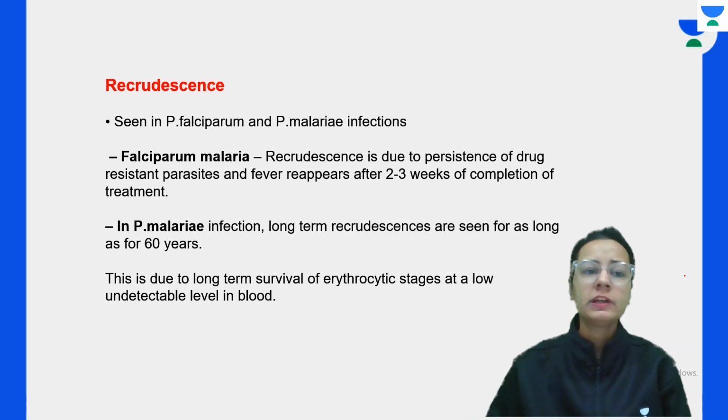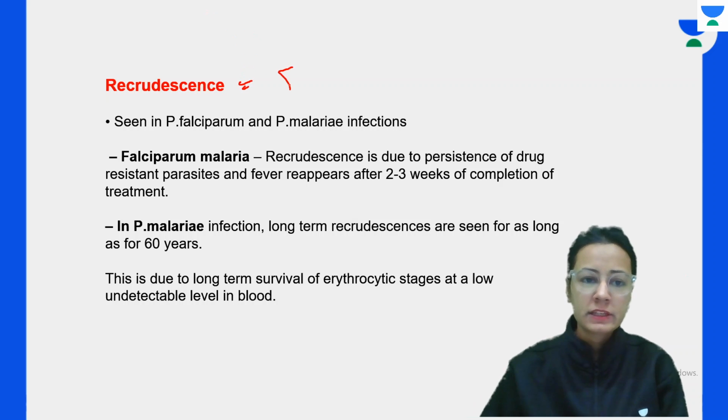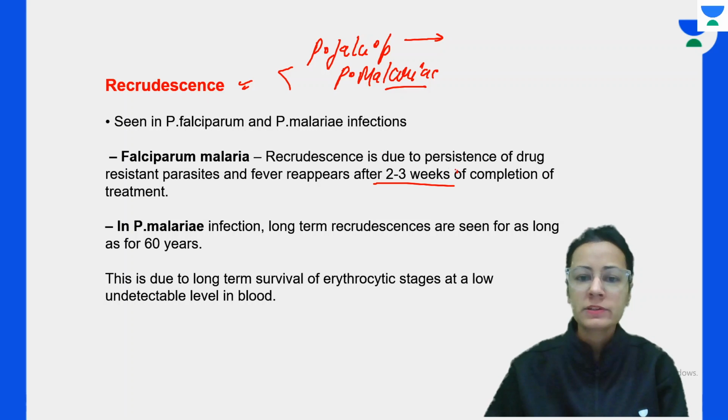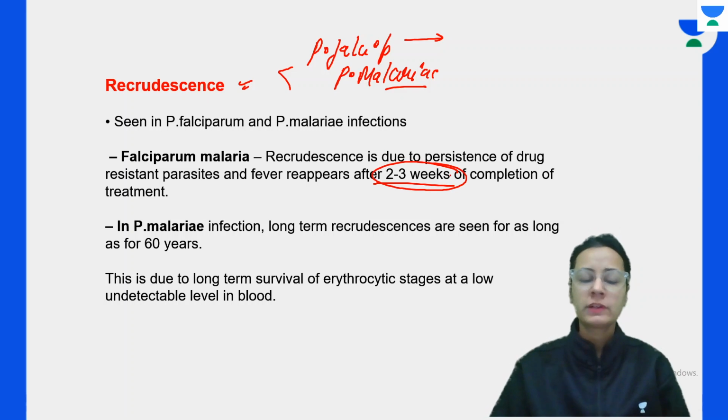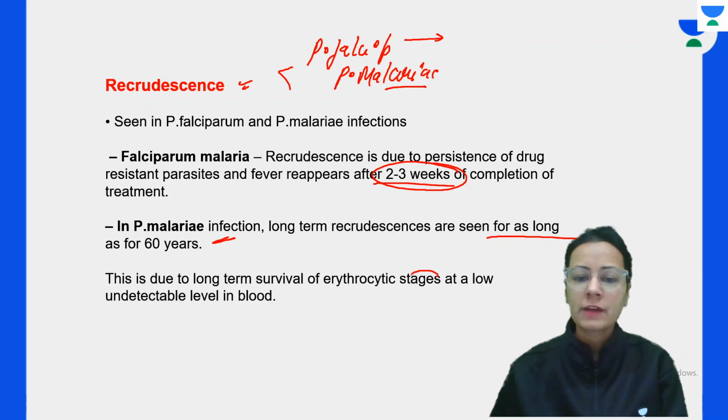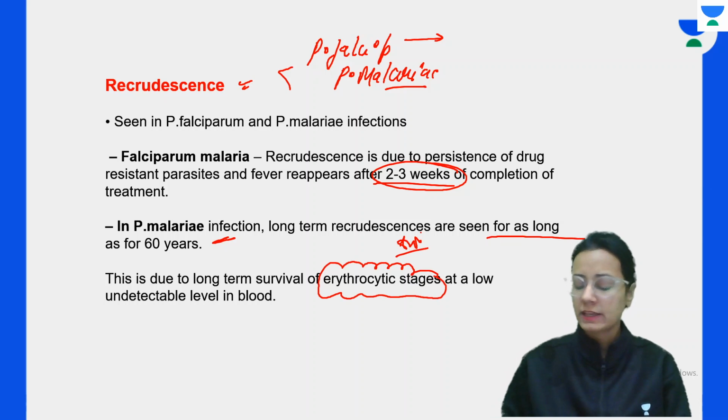Now, talking about the recurrence, it is seen in falciparum and malariae. Falciparum recurrence is due to the persistence of the drug-resistant parasite, and the fever reappears after 2 to 3 weeks of the completion of the treatment. And in malariae, long-term recurrence is seen for as long as 60 years. This is due to the long-term survival of the erythrocytic stage at low detectable levels in the blood.